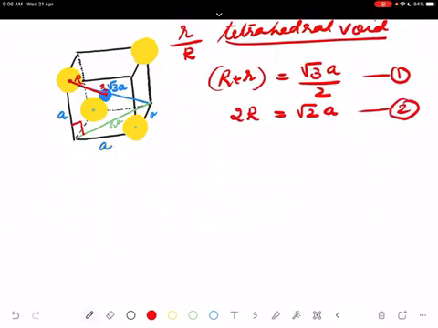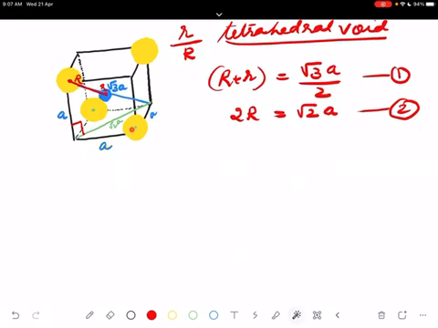So I have got two equations. One is R plus r is equal to root 3a by 2. And the second is 2R. 2R means these two yellow balls are touching, or you can take it from the top also. Actually this one is touching this one. These two yellow balls are touching each other, so you can make an equation from here also, that is R plus R, they are touching each other, that is face diagonal root 2a.